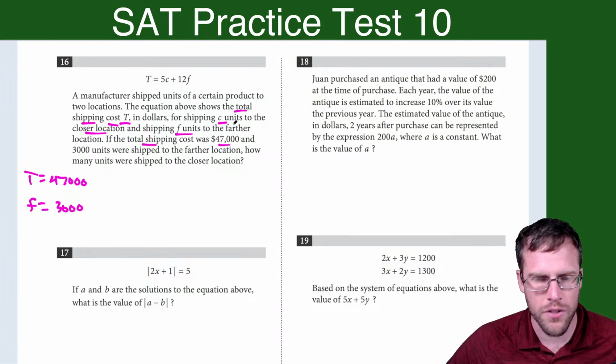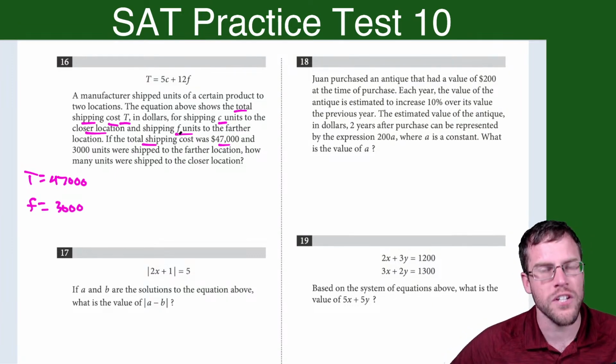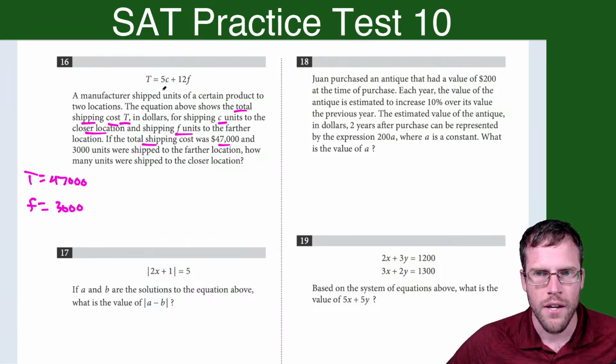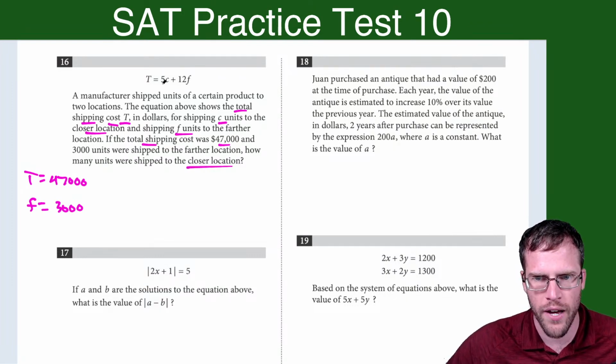Okay, so they gave us descriptions of each unit. They defined the variables for us. So that's why I'm defining this. And now just plug in. We want to find how many units were shipped to the closer location. So what's the value of C?